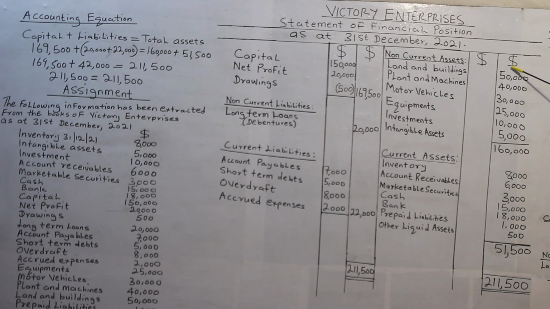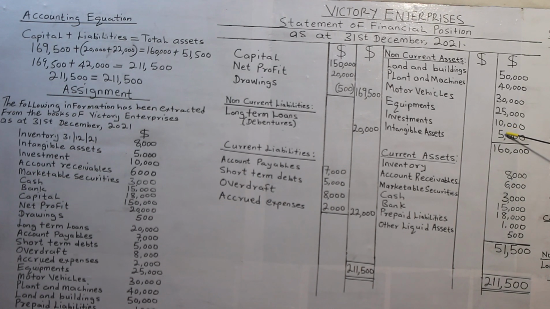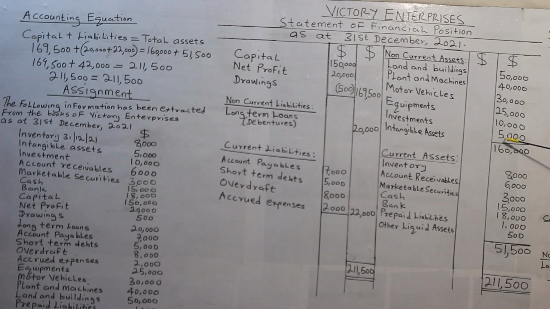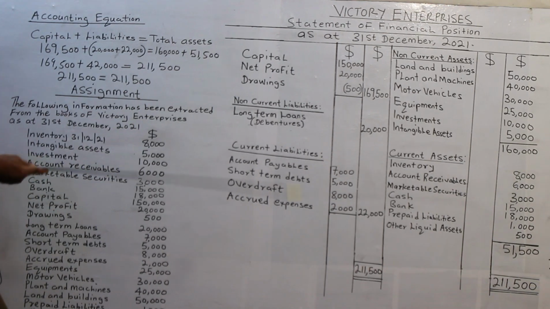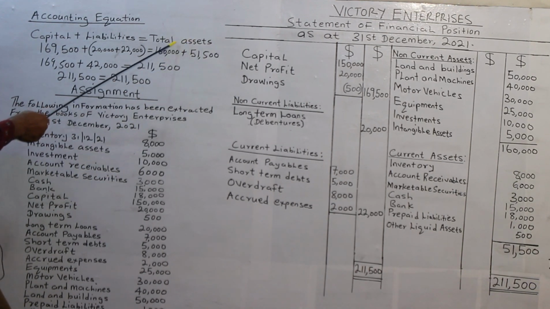Of course, we have the total assets, which is made up of 160,000 plus 51,500. The total of the non-current assets is 160,000, including investment and intangible assets. Then the total of the current assets is 52,500. Now, 160,000 plus 51,500 gives us $211,500. That's exactly how we got the total assets, which is 160,000 plus 51,500.